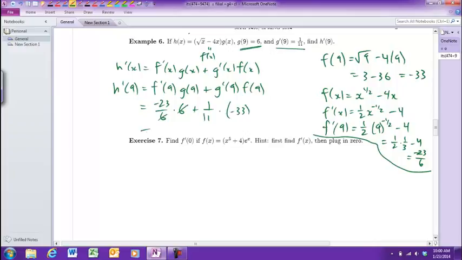So those 6's cancel. I get negative 23. And then 11 goes into 33 3 times. So negative 23 plus a negative 3 is negative 26. I probably should have put more space in there for that problem to be worked.